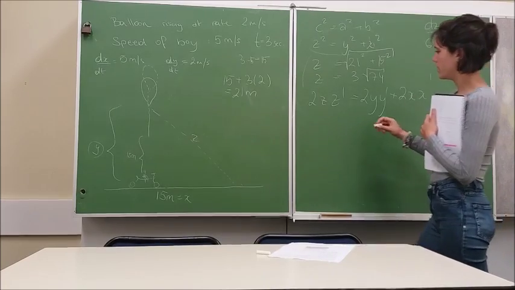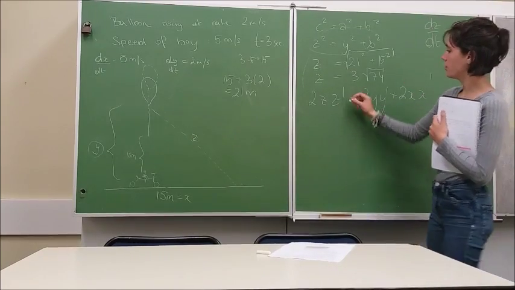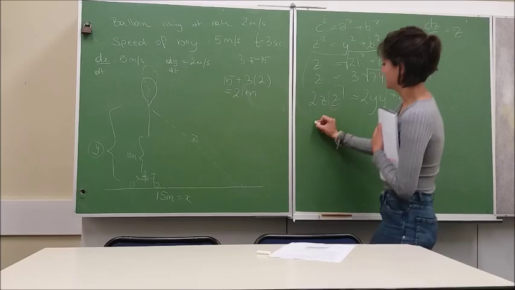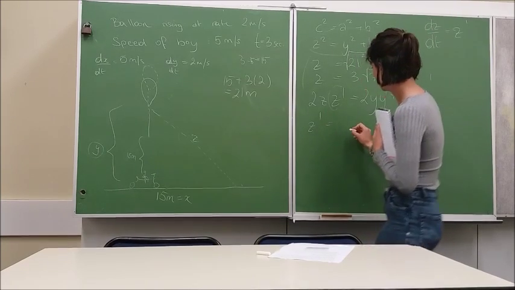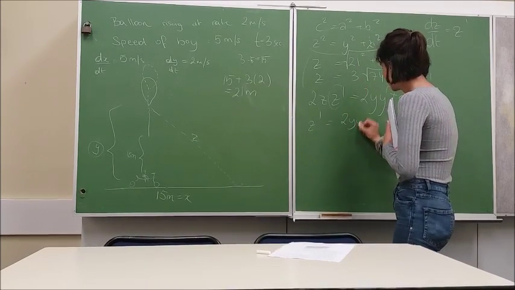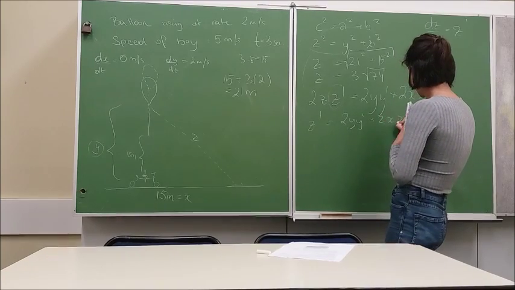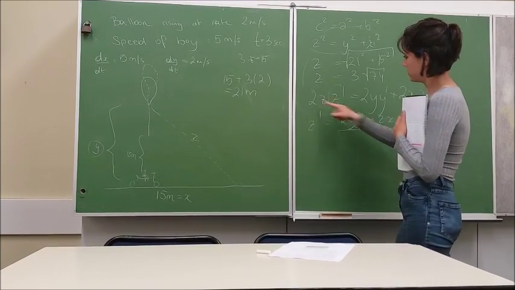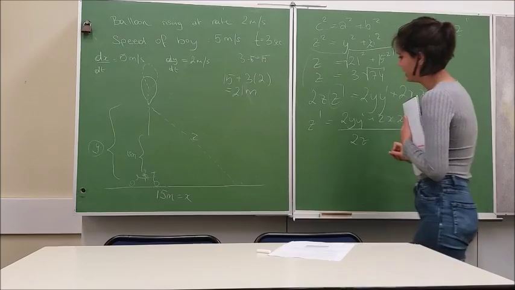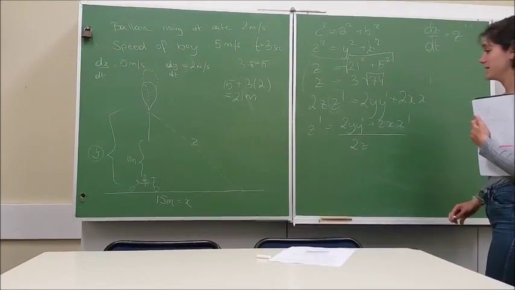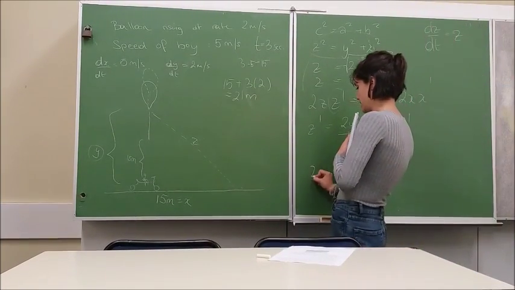So as we want to just know the derivative, we're just going to take z dash is equal to 2y y dash plus 2x x dash over the 2z. Now it's very simple. Now we just have to plug in the numbers.